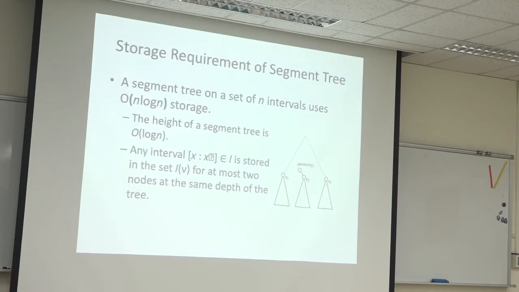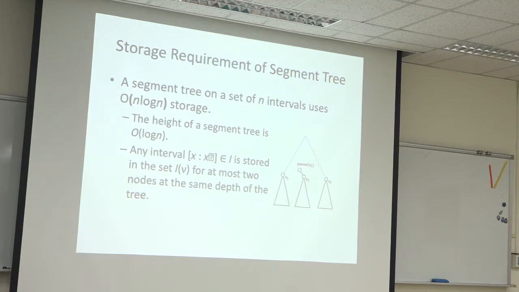a segment tree on a set of n intervals uses n log n storage. So if you are able to push the storage of the interval to the higher level, like what we did, then the storage cost is going to be n log n. It's not going to be quadratic anymore.